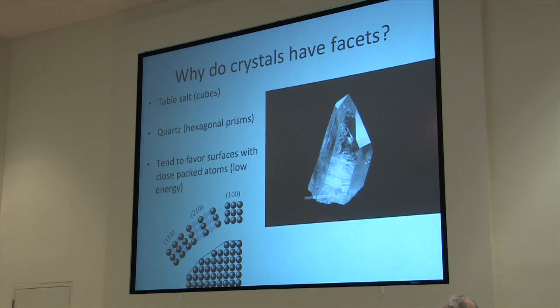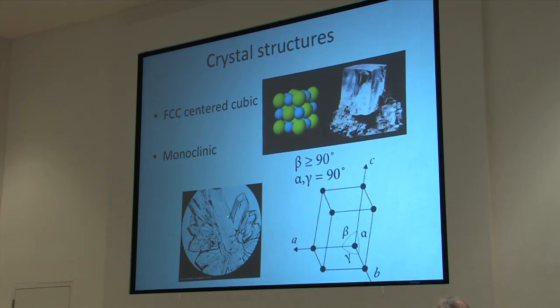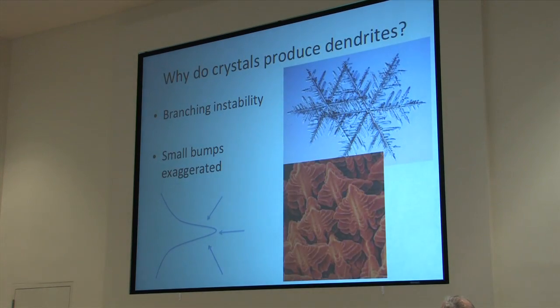So this is a case where you see these beautiful facets on the crystal. And here's some more crystal structure. So here's a face-centered cubic crystal, and you tend to get these nice box-like shapes. And here's a monoclinic crystal where you get more extended shapes with facets at different angles. But we don't always see these bulky block-like crystals. Sometimes we see beautiful snowflakes. You know the story that there's no snowflake that's exactly the same. I'm not sure if that's true or not, but that's what people say.